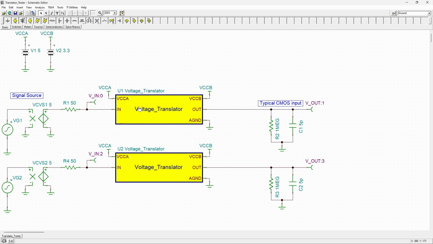I put a couple of extra things into my voltage translator circuit just in case. I'm able to put in a low side voltage and a high side voltage, as well as ground. So I won't be using those in all of the circuits, so you'll see in my particular circuit diagram how it's connected internally. On the right hand side, I have a load, which is basically a CMOS input with 1 megaohm of leakage and a 5 picofarad capacitive load.